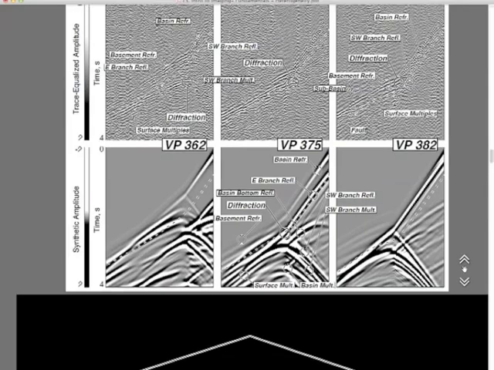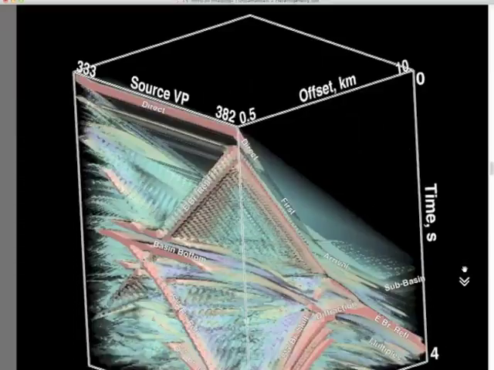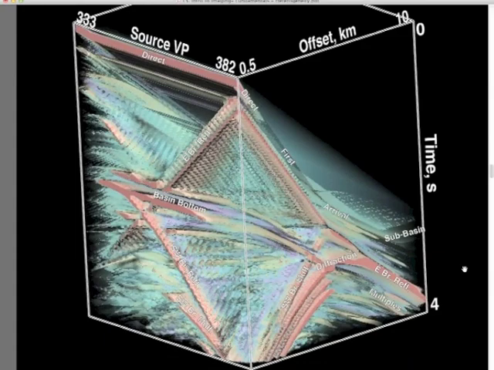I put the data together into a volume, and it's quite difficult to see anything, especially in this front left face, which would be the zero offset or near offset section. But putting the synthetics together into that volume does demonstrate what you can do by identifying diffractions and reflections in the zero offset section, and then carrying them through the volume to identify what's going on in multi-offset.